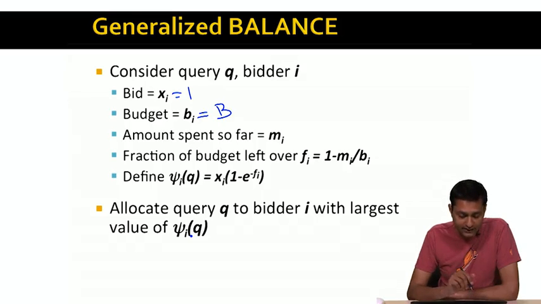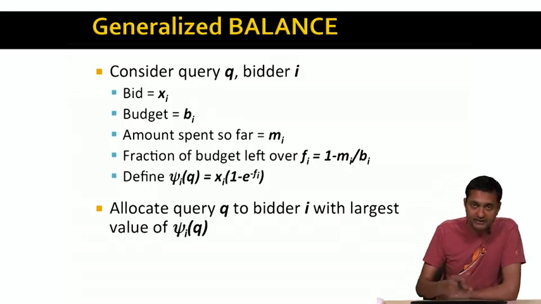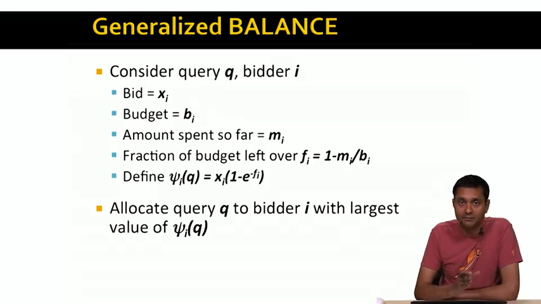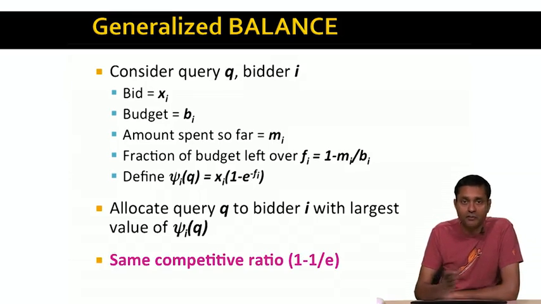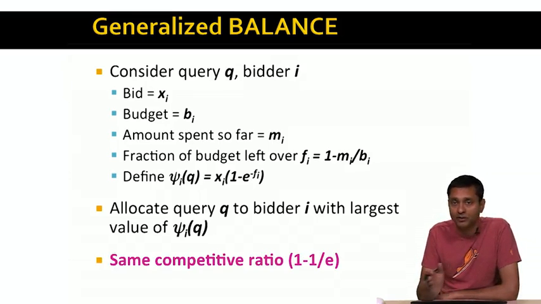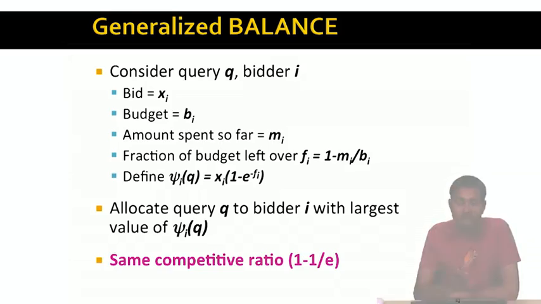Now, the generalized balance algorithm works in the general setting when the bids and the budgets of each advertiser are different, and in fact, it achieves the same competitive ratio, 1 minus 1 over e, that the balance algorithm achieves in the simpler setting. So in this lecture, we've looked at an algorithm called the balance algorithm and the generalized version of it called the generalized balance algorithm that deals with the AdWords problem in the situation with limited budgets and offers a better competitive ratio than the greedy algorithm.